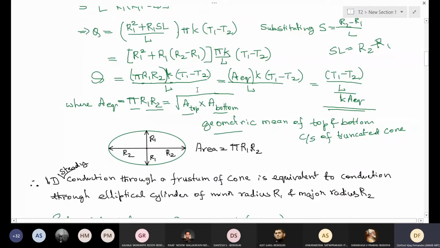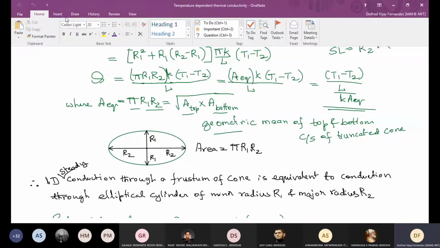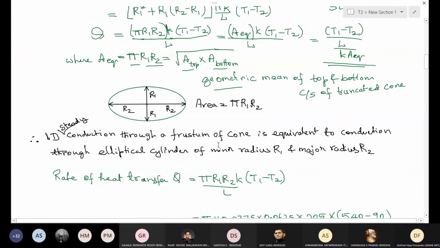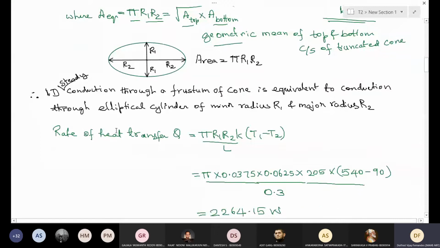Okay, so this area is nothing but the area of an ellipse, pi R1 R2. So we can say that 1D steady heat conduction through the frustum of a cone, or the truncated cone, is equivalent to conduction through an elliptical cylinder of minor radius R1 and major radius R2. Right, so we can now substitute and obtain the rate of heat transfer.